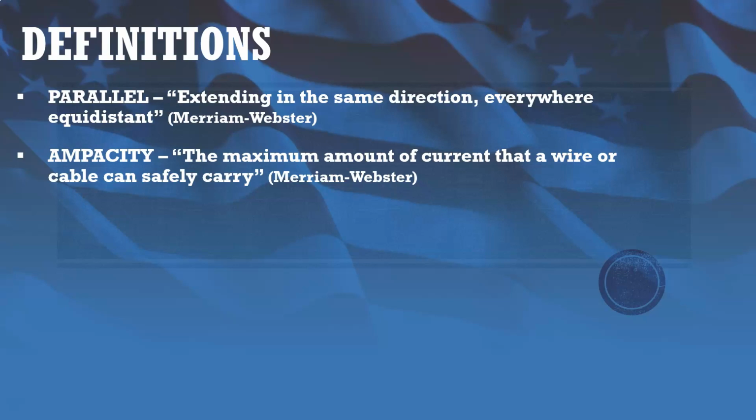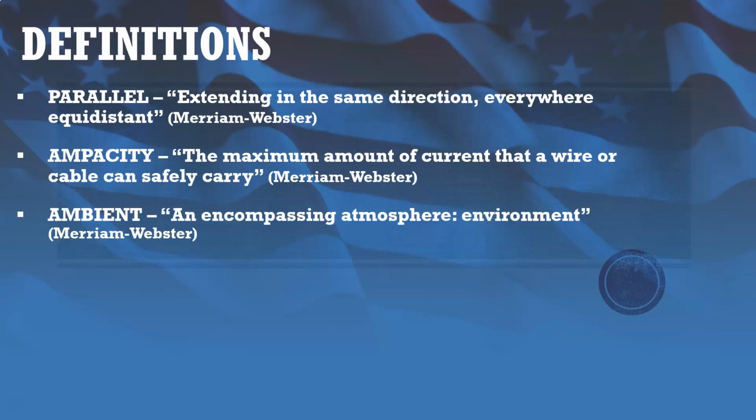Ampacity, the maximum amount of current that a wire or cable can safely carry. Ambient, an encompassing atmosphere or environment. For our purposes, we're going to be referring to ambient in terms of temperature. The ambient temperature of an area is what we would say that area will normally be operating at. So if we think about outdoors in Kentucky, we see temperatures all the way up to 90, even low hundreds during the summer, so that would be the maximum temperature we would have to look at there.